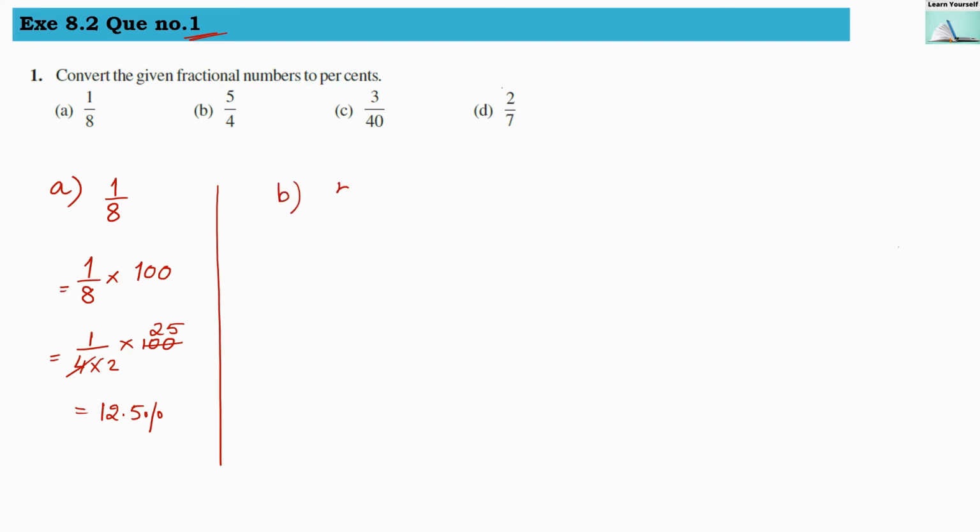Second numerical, 5 divided by 4. So 5 divided by 4, we multiply with 100. 25 4s are 100. So 25 into 5 will give us 125 and this is going to be our percentage. So 125 percentage will be the answer.